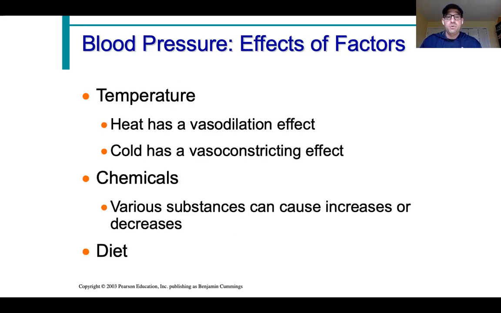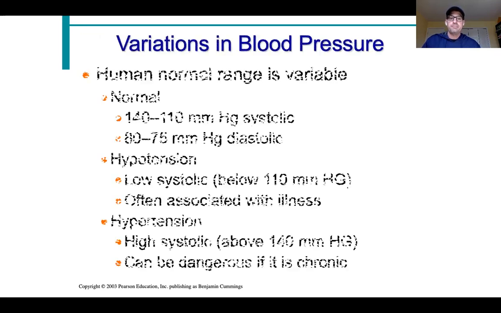Temperature also plays a role in controlling blood pressure, because heat will cause your blood vessels to dilate, which will cause your blood pressure to go down. That's vasodilation, dilating or increasing in diameter. Cold has a vasoconstricting effect, so that causes the blood vessels to squeeze, and that would increase blood pressure. And then there are different chemicals that can cause increases or decreases in blood pressure. Caffeine can cause it to go up, alcohol can cause it to go down, and obviously a diet high in salt and fat can also increase blood pressure.